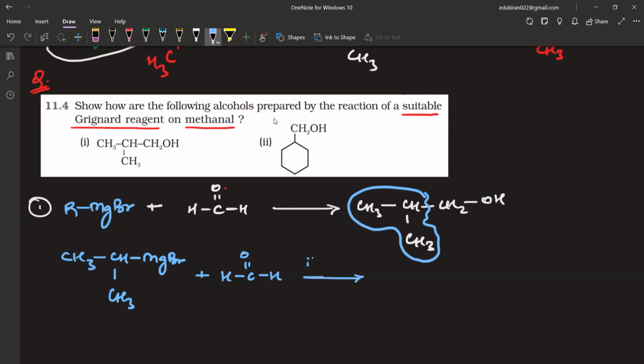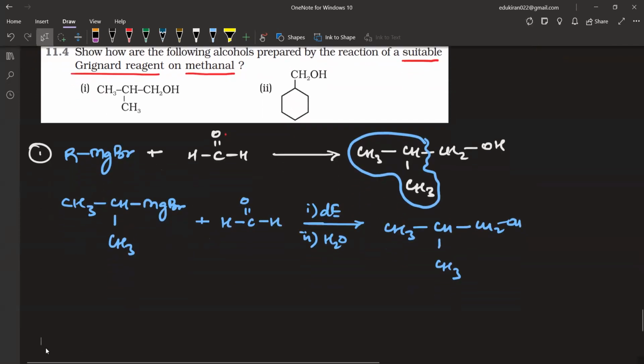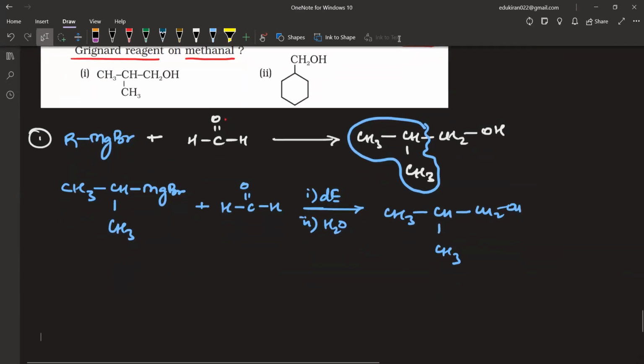In the first step, I will have dry ether. In the second step, I will be using water, and I will be forming CH3, CH, CH2OH, and a CH3 here. You got this? Yes or no? Please tell me, guys. Krishna, yes, sir. Hamza, Hiba, did everyone understand?